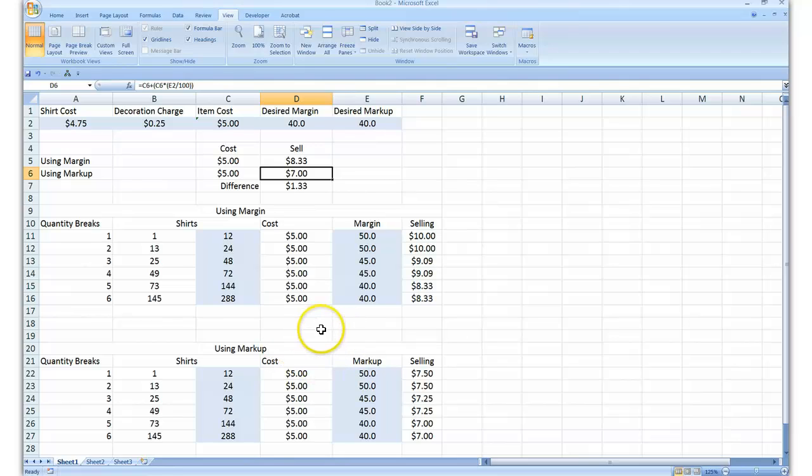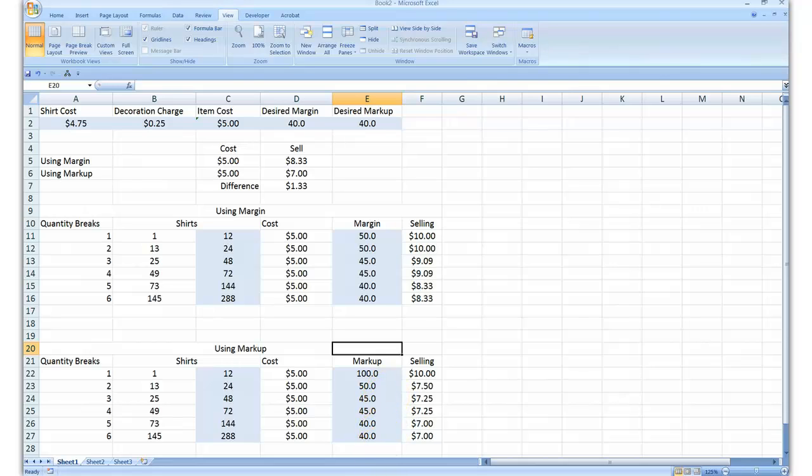There again, we're using the same margin and markups. These are across different price breaks. So we're saying from 1 to 12, we want to get 50% margin. We'd sell it at $10. Okay. If we were just doing a 50% markup, we'd only get $7.50. So there again, markup and margin, totally different. To get the same amount in markup and margin, we're going to have to go to 100%. And then we're going to get our $10.